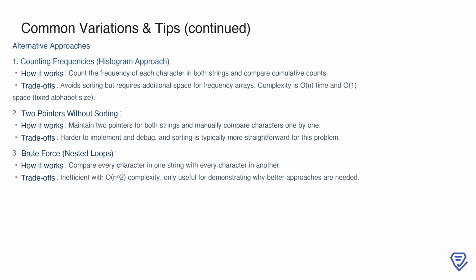Finally, let's explore some alternative approaches. A histogram approach involves counting the frequency of each character in both strings and comparing cumulative counts. This avoids sorting and runs in O(n) time, but it requires additional space for the frequency arrays. Another option is using two pointers without sorting. Here, you manually compare characters one by one while maintaining pointers for both strings. This approach has its own challenges, as it's harder to implement and debug, and sorting is typically more intuitive for this problem.